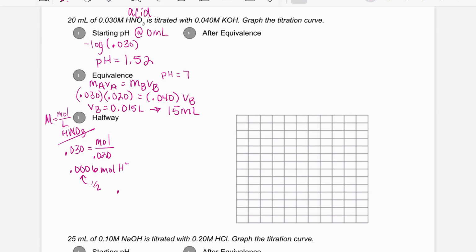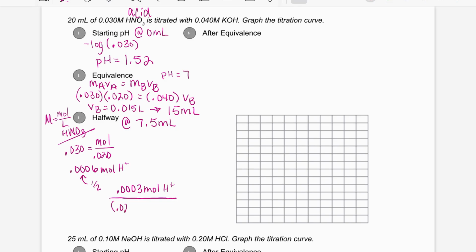So I'm going to have 0.0003 moles of H+, and then I'm going to divide that by the total volume in order to figure out the new molarity, so I can take the negative log of that. At halfway, I'm going to have a volume of half of whatever my step 2 was. So I had 15 milliliters there, so this is going to be 7.5 milliliters. My acid, I had 20 milliliters, and I added 7.5 milliliters. So that's how I'm going to find my new total volume.